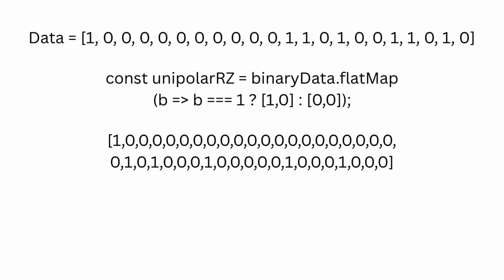Unipolar RZ uses only positive voltage and 0. A 1 becomes a short positive pulse, only for half the bit. A 0 is simply 0 the whole time. How to draw? For a 1, draw a short positive pulse at the beginning of the bit, then drop to 0. For a 0, draw a flat line at 0.